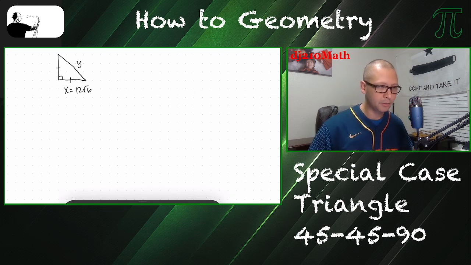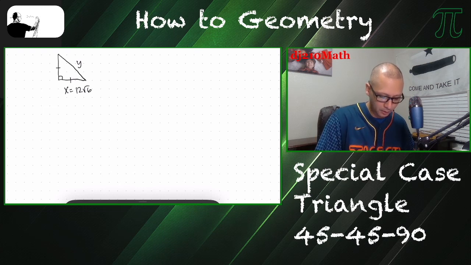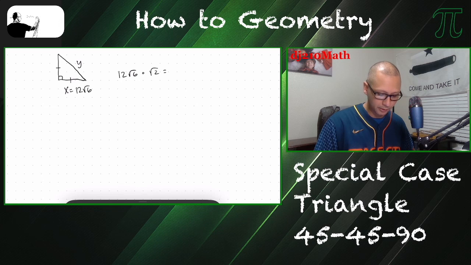All right, in this right triangle, we have a leg that is 12 root 6, and we want to find the hypotenuse. So let's apply the idea that we just learned, right? So the leg, 12 root 6, times root 2. This should give us the hypotenuse. When we're multiplying radicals, it's the outside times the outside, and then the inside times the inside, essentially. The radicand times the radicand. This would be 12 root 12.